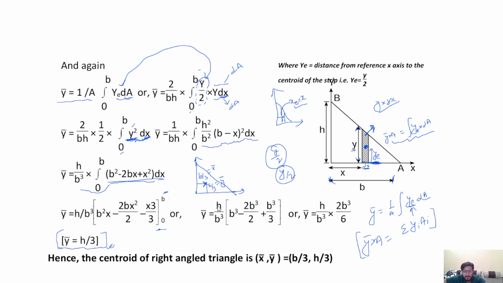This is the known centroidal distance of the right angle triangle. So this centroidal distance b by 3 and h by 3 of a right angle triangle is always the same, but the orientation is like that.